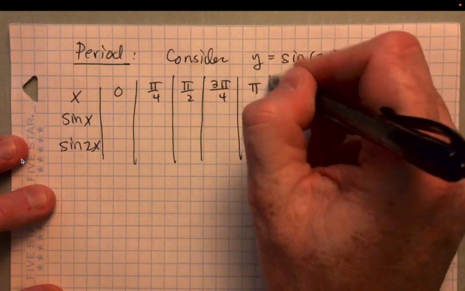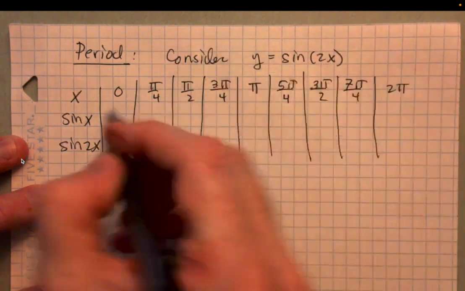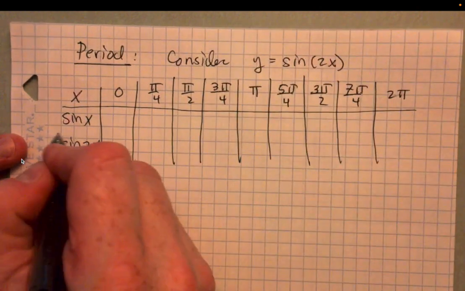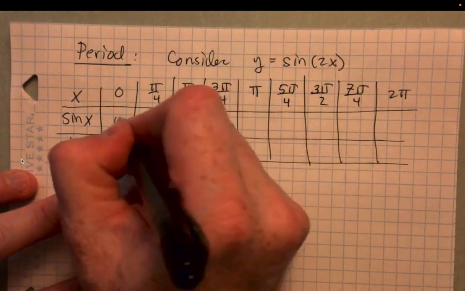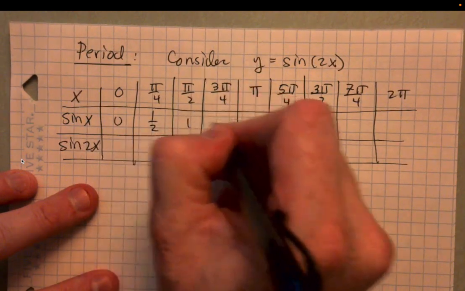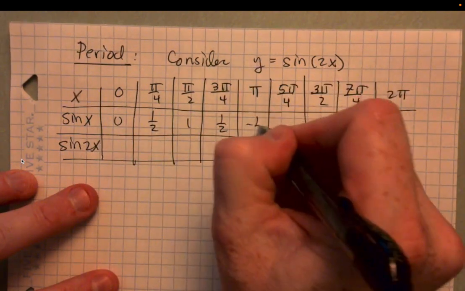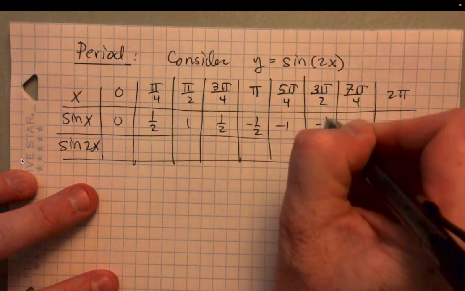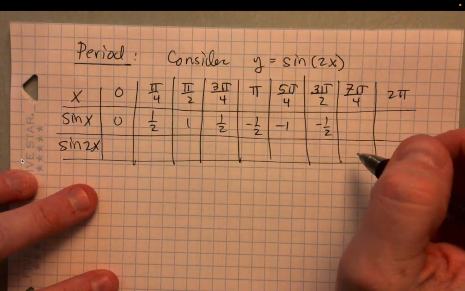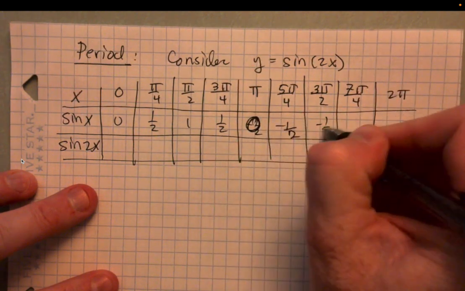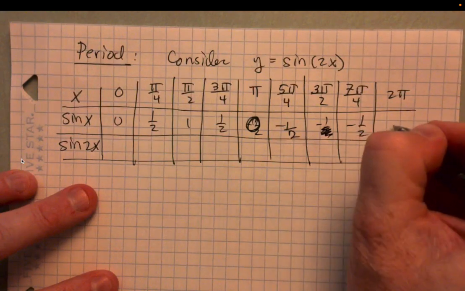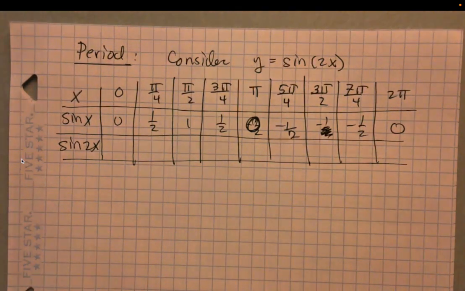We just want to be able to compare them, and I'll tell you what all of these values are, but you could obviously go and look at your unit circle cheat sheet and see what these values are. So you've got 0, 1/2, 1, 1/2, negative 1/2, negative 1, negative 1/2. Oh shoot, that's a 0, 0, negative 1/2, negative 1, negative 1/2, 0. Sorry about that. Okay, so these are the ones we're familiar with.